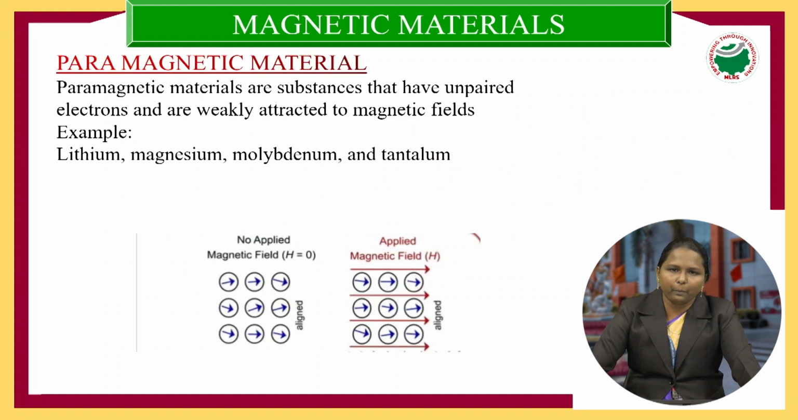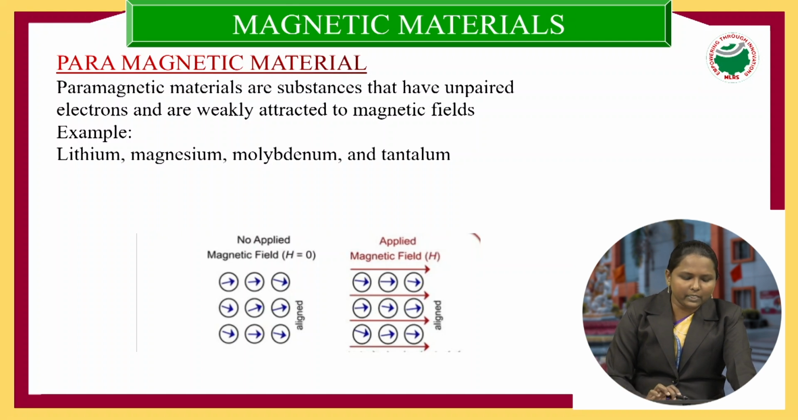Next are the paramagnetic materials. Paramagnetic materials are those which are weakly attracted by the external field. When we apply an external field to paramagnetic materials, they are weakly attracted by the field. That type of materials are called paramagnetic materials. Some examples of paramagnetic materials are lithium, magnesium, molybdenum and tantalum.